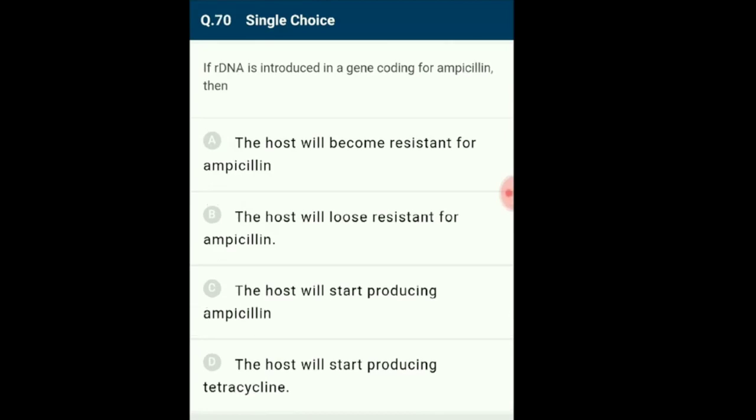Question number 70. If recombinant DNA is introduced in a gene coding for ampicillin, then the recombinant plasmid will lose ampicillin resistance due to the insertion of foreign DNA, and this is known as insertional inactivation, but it can still be selected out from non-recombinants by plating the transformants on ampicillin medium. So the answer for this question is option B.